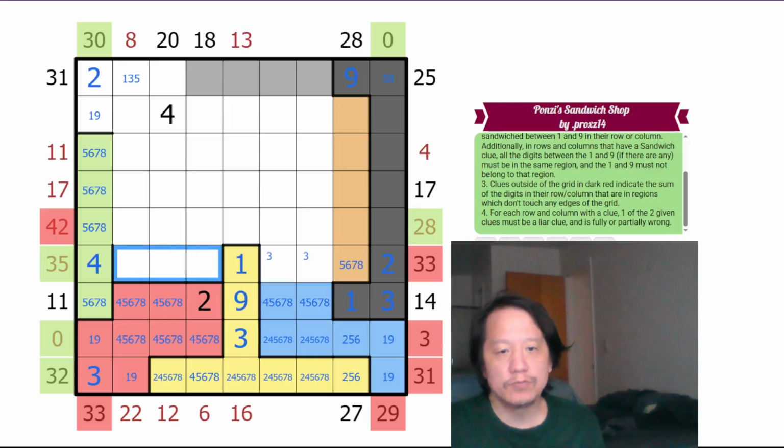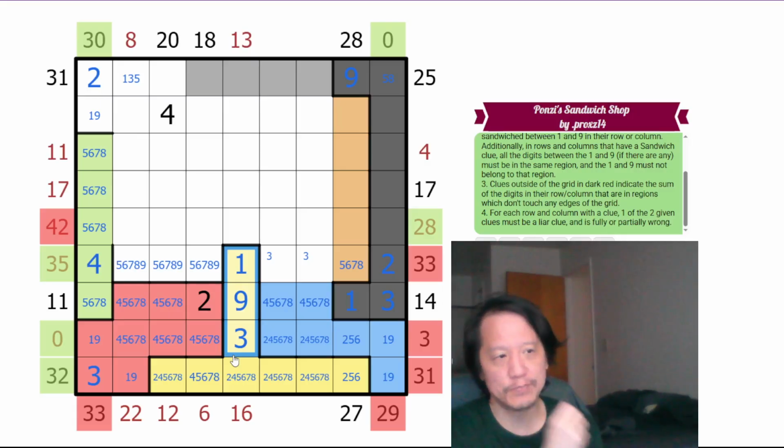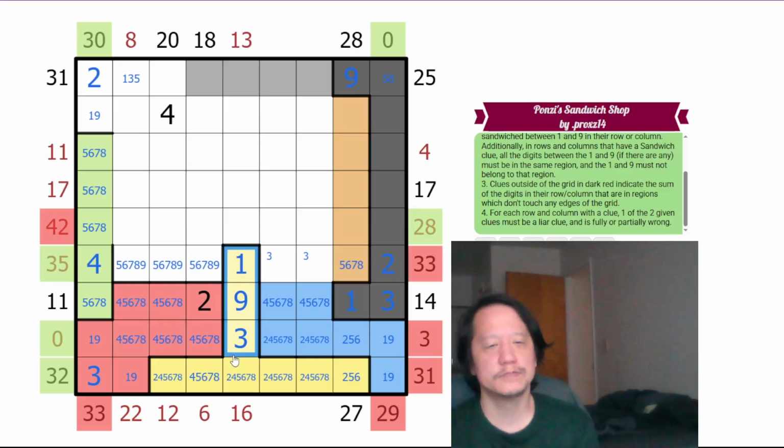Remaining digits in row 6 have to be 5 through 9. So right now, this is 13, 13 sum for digits in the region. It's either 13 or 16 are the digits that are not in a region that touches the edge. So that 13 or 16 is a sum of the digits that are in regions that do not touch the edge.